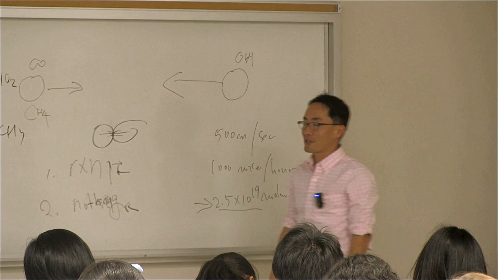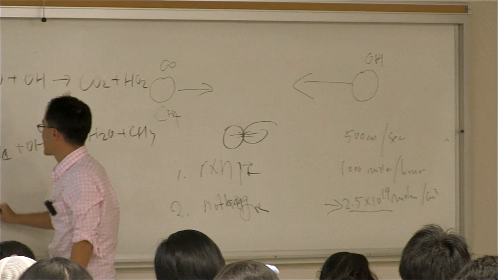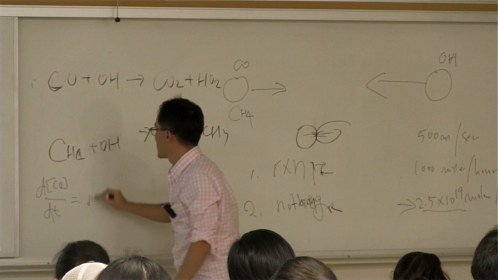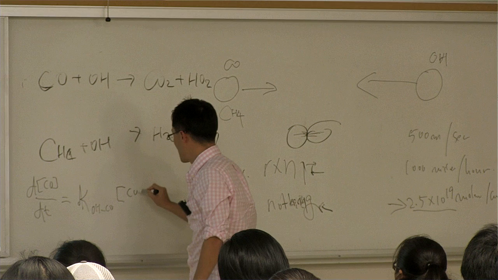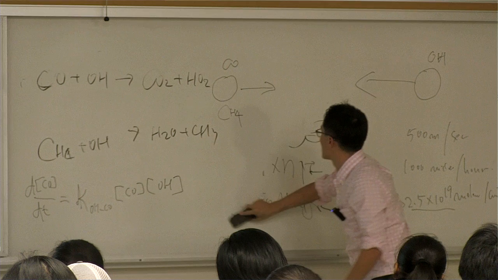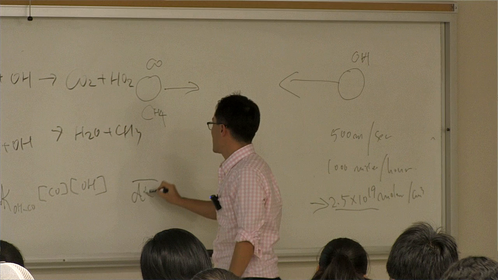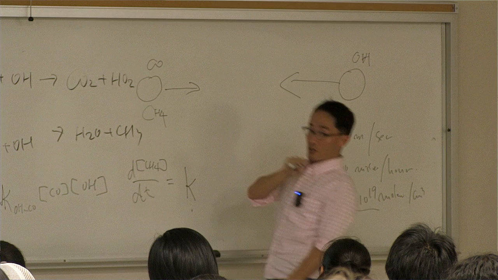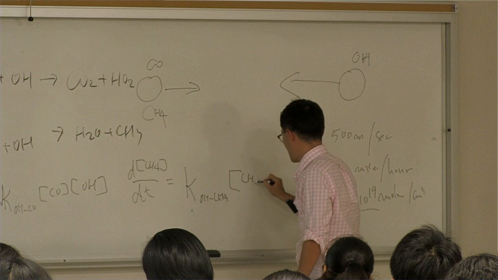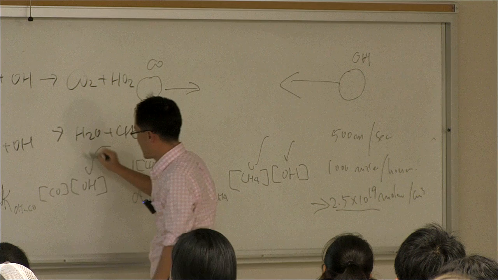And then, if you express this in a mathematical way, the reaction rate is the reaction constant times the concentration of CO and OH, and the reaction constant times the concentration of methane and OH. So these are concentrations, and these are reaction constants, right?